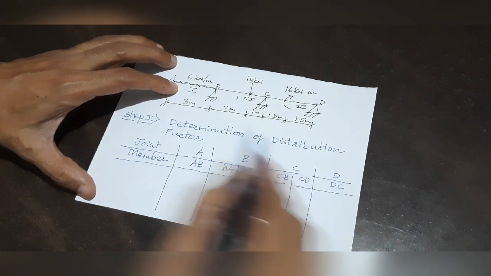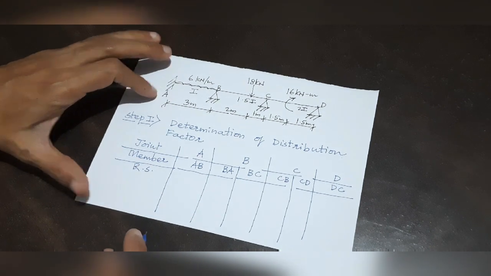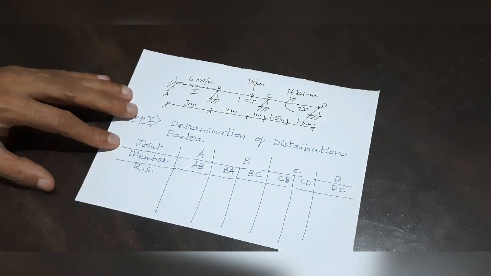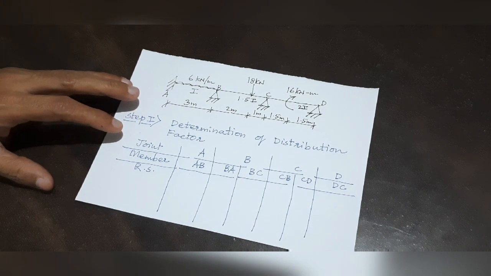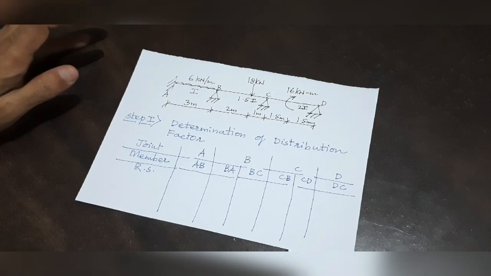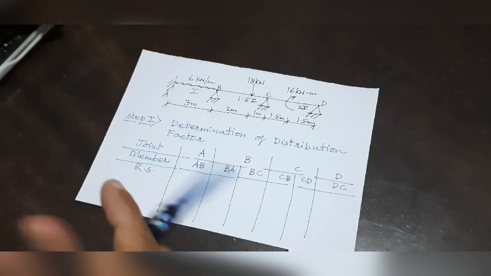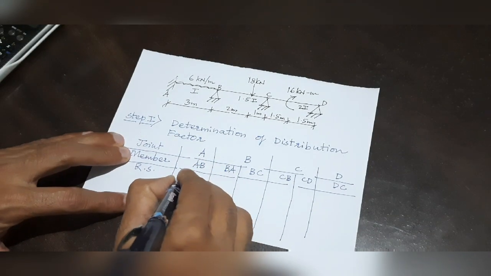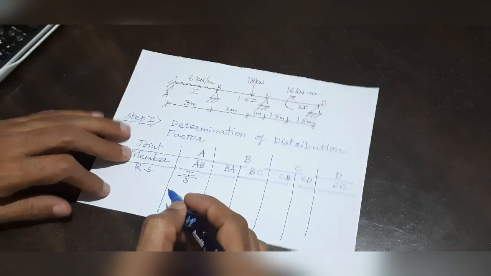Now I need to calculate the relative stiffness of every member. Now my question is, what is the relative stiffness of member AB? Yes, you have guessed it right, it is equal to I by L. Since I is I and L is 3, it is I by 3. So for member AB, it is I by L.